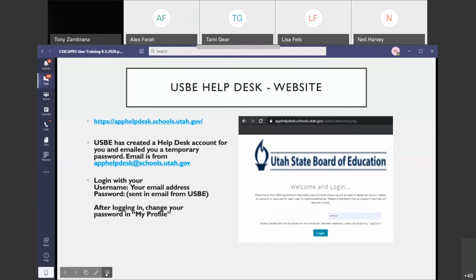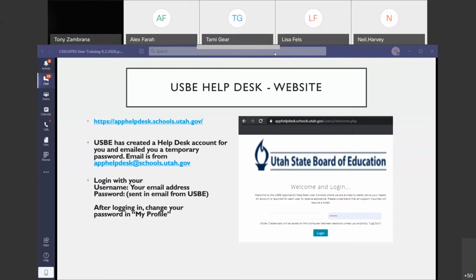So the web address, and I would highly recommend bookmarking this because this is the primary way in which we would like you to contact the help desk. Before it used to be by phone, but I think you'll get better service this way because the ticket comes right into the queue and all of our help desk agents can see it and collaborate and respond. So it's really the ideal way. It's apphelpdesk.schools.utah.gov.